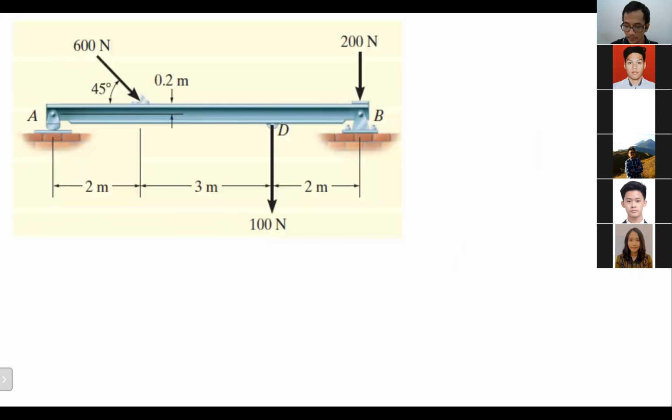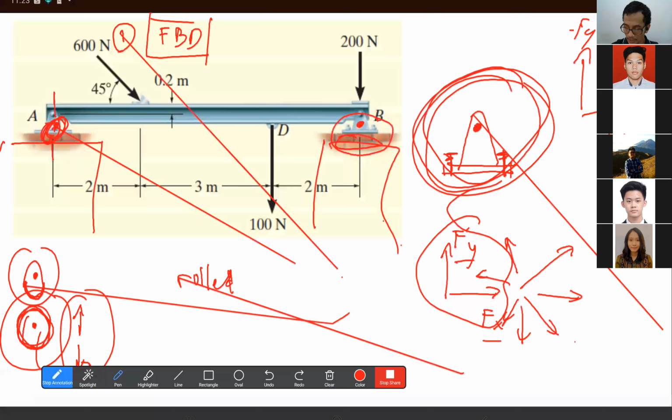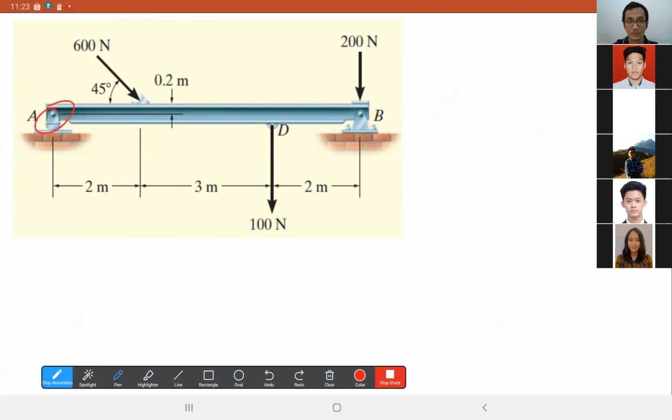Okay, so we cannot draw this pin anymore. We cannot draw this roller pin anymore. We cannot draw it like that for the free body diagram. We have to replace those pins, roller pins, fixed pins, or fixed joints with external forces, which can replace those kinds of supports, and the effect will still be the same.